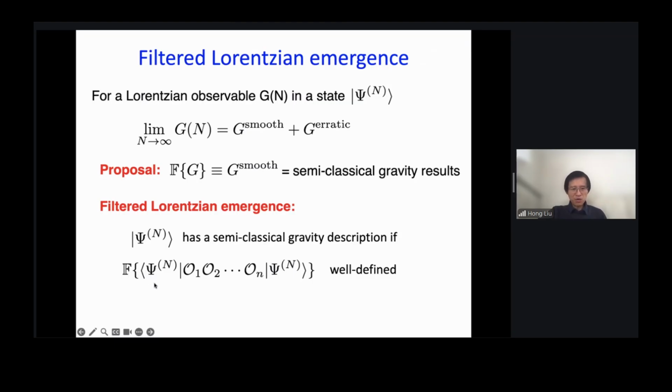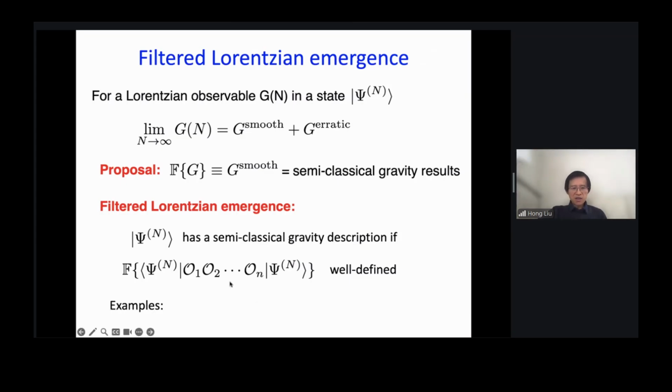In principle, if these psi n have some erratic independence, this kind of single trace correlation function may have erratic independence. Then when you have erratic independence, you don't have a well-defined Lorentzian limit, and from the standard emergence, this cannot lead to a semi-classical geometry. So here I relax the definition: you only need to have a smooth part, and the smooth part to be well defined.